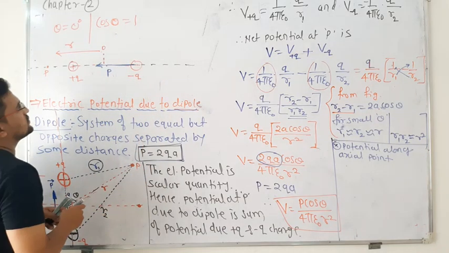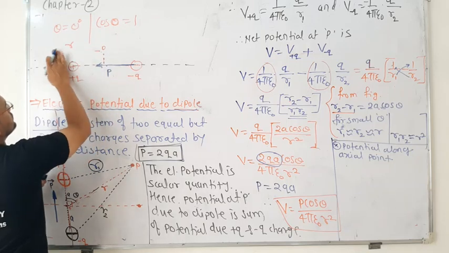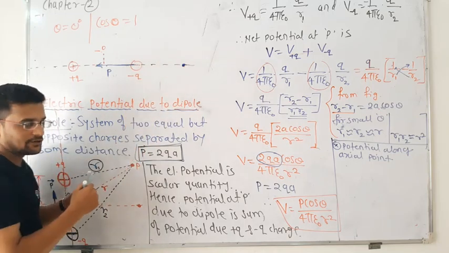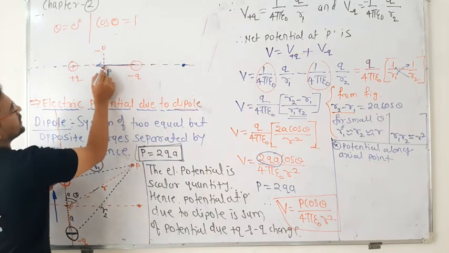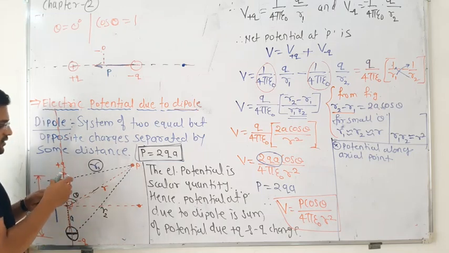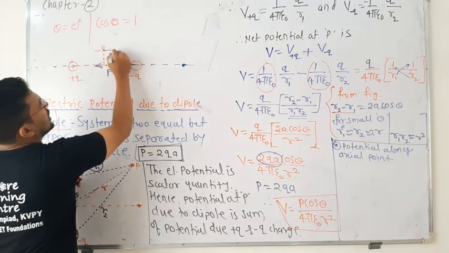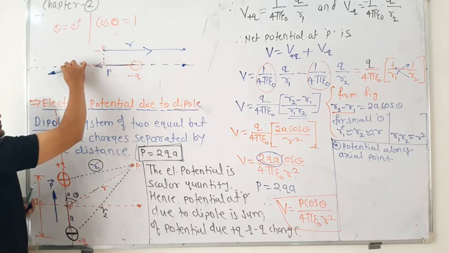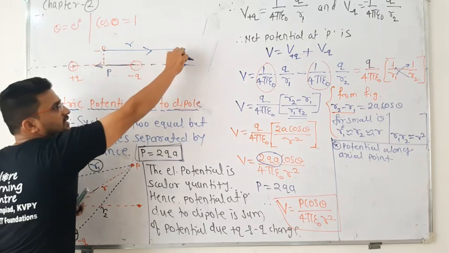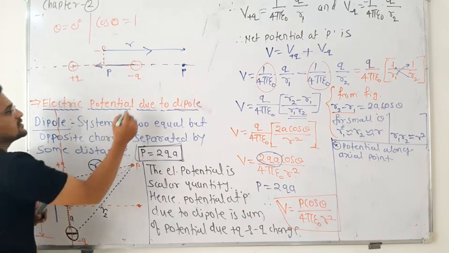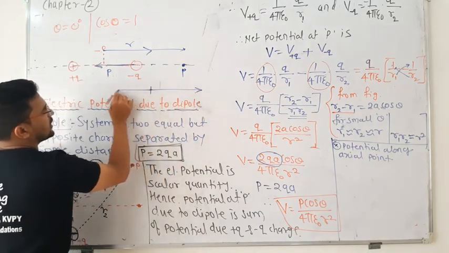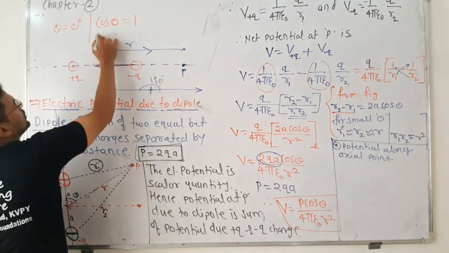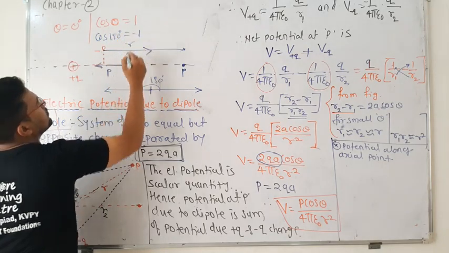Next, suppose this point P is located to the side of the negative charge. Still P is located in this direction. Now see the direction of the position vector. You have to measure R in this direction, that is the position vector. Now the dipole moment is in this direction and the position vector is in the opposite direction, because point P is somewhere here. So what is the angle between them? It is 180 degrees, and we know cos of 180 degrees is minus 1.